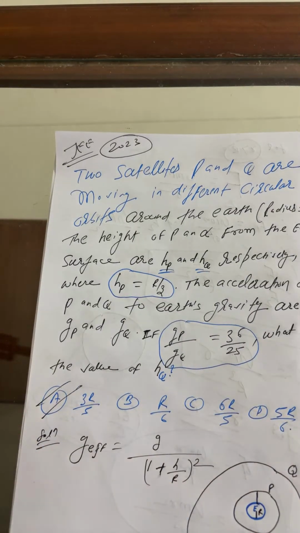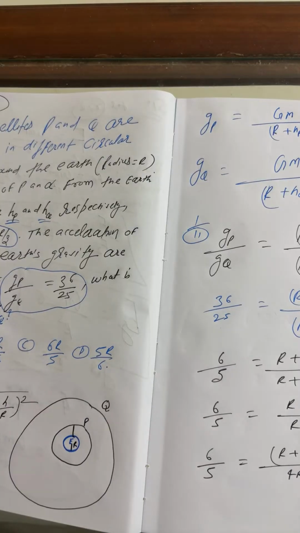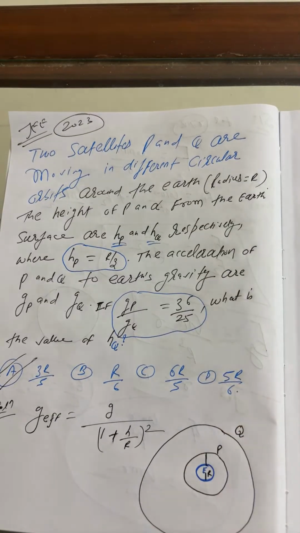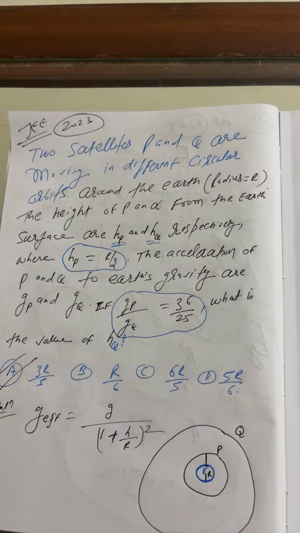So any option? Option number A. I can see it's an advanced question, but not much tough. Doable only, you can do these questions. It's JEE Advanced 2023. So it's a doable question, I can see in the paper hall you can also do.